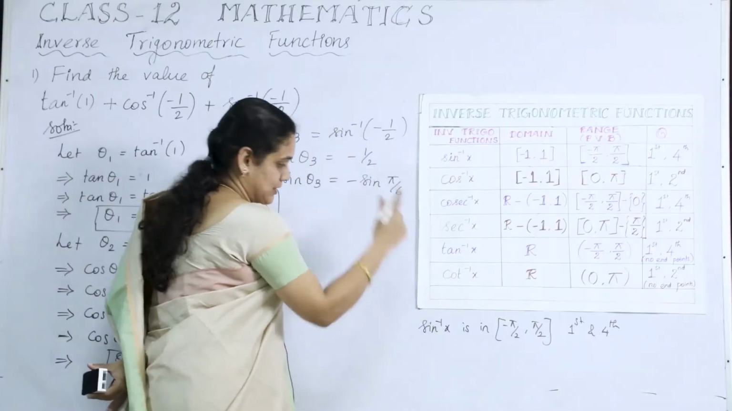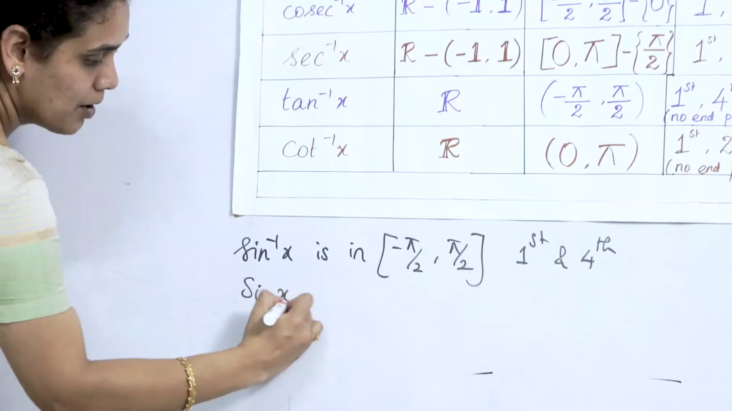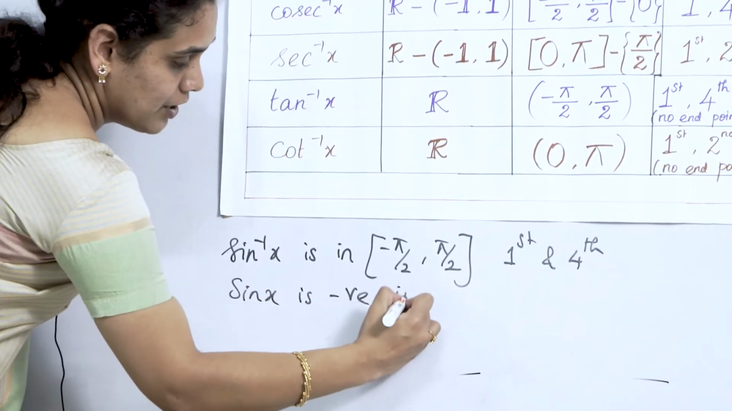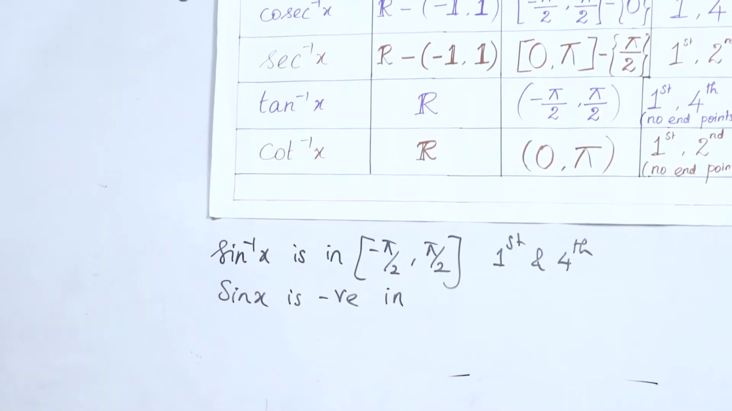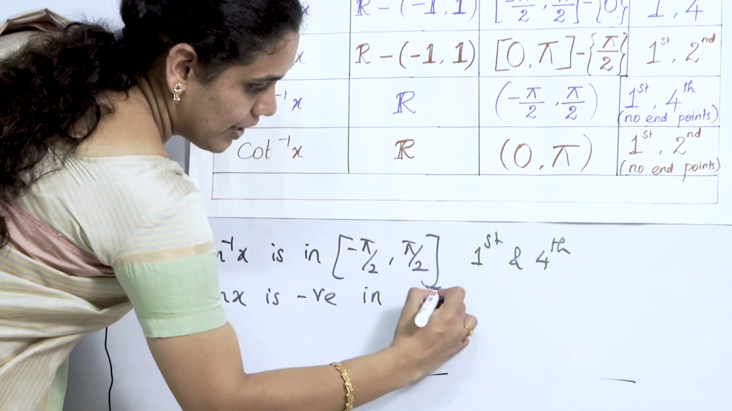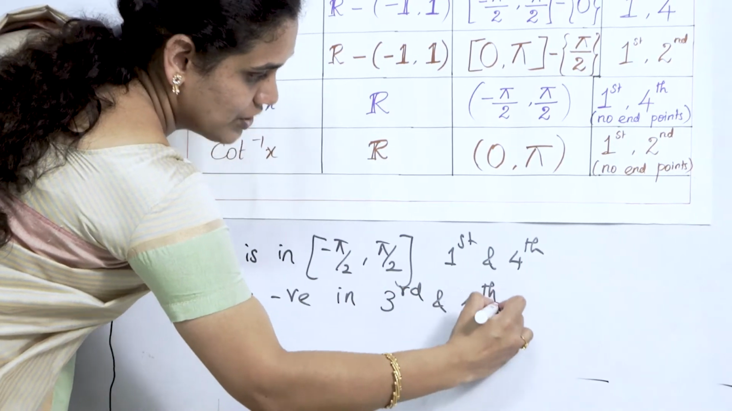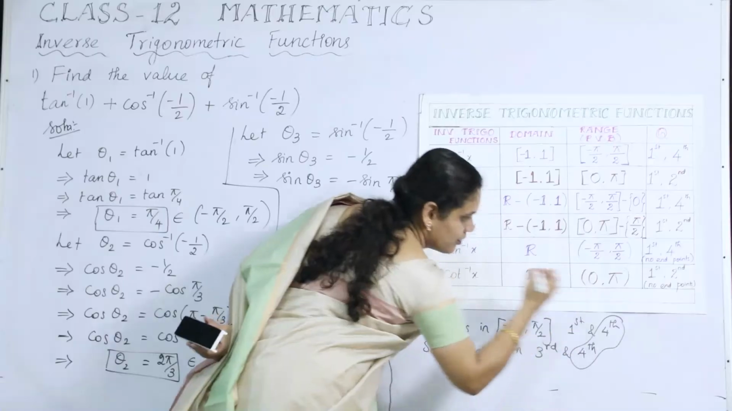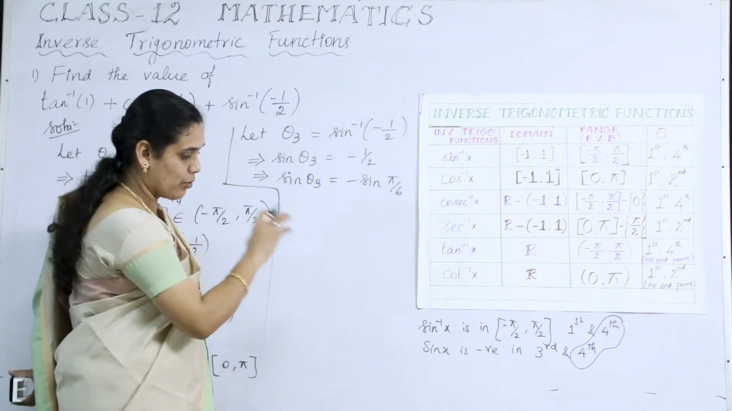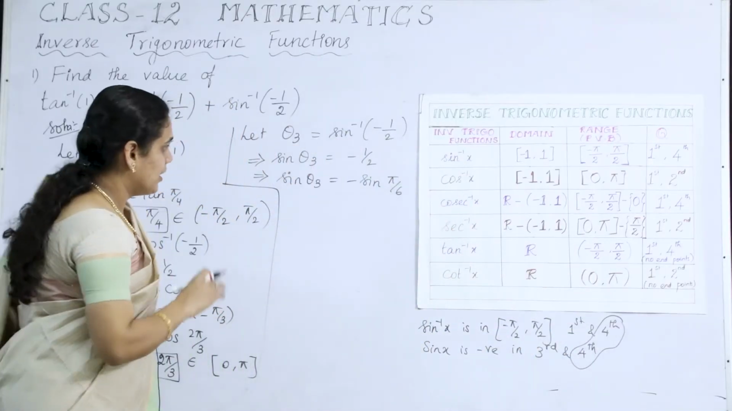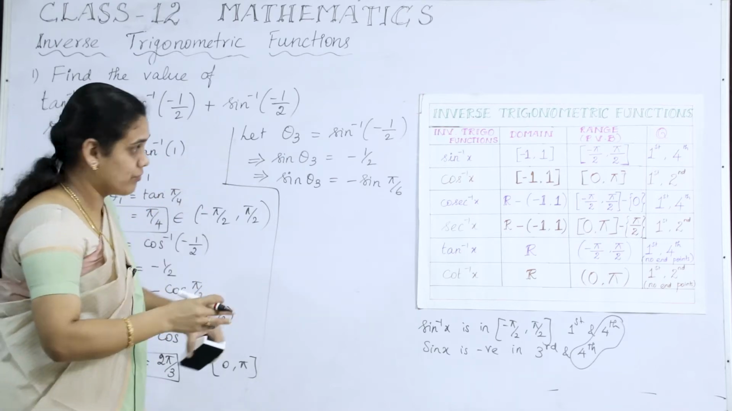And here we have minus, so sine takes negative in which quadrant? If you can remember, third and the fourth, right? Third and the fourth. So which is common? The fourth quadrant is common. Therefore, our answer will be in the fourth quadrant. In the fourth quadrant, it takes the negative of the angle.